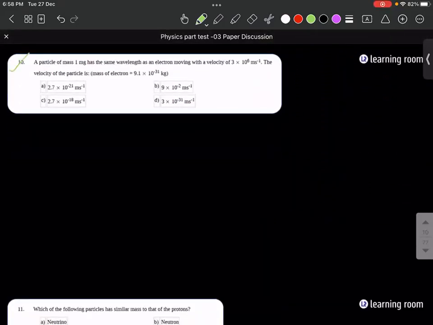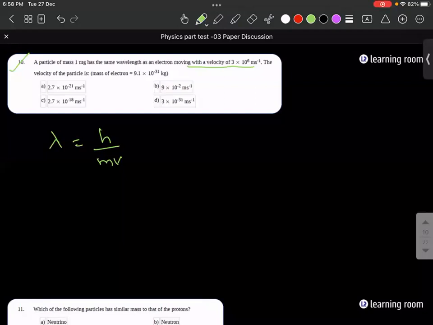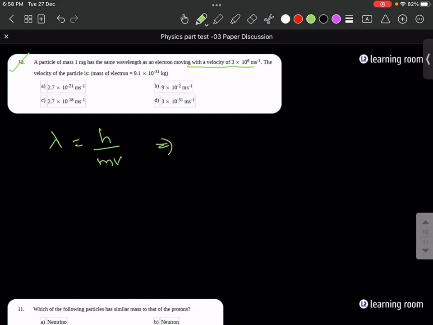A particle of mass 1 milligram has the same wavelength as an electron moving with a velocity of 3 into 10 power 6 meter per second. The velocity of the particle is? You can speak about the electron's velocity only in the case of de Broglie's wavelength. So lambda is equal to h divided by mv. So which implies lambda is how much? That is what we need to find.